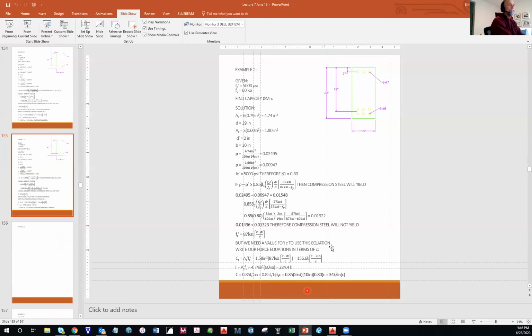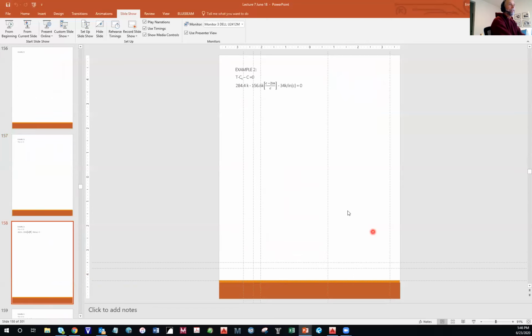Now you sum these 3. The 2 compressions have to equal the tension. So you get a quadratic equation for little c. You solve the equation. There's going to be one positive root and one negative root. You take the positive root, that's what c is equal to.